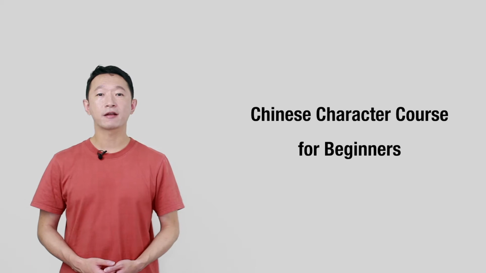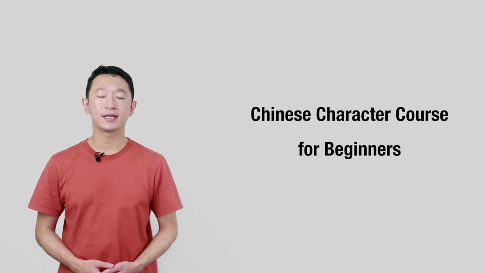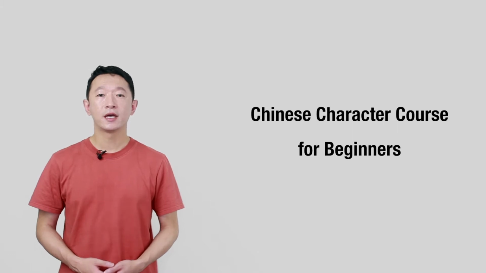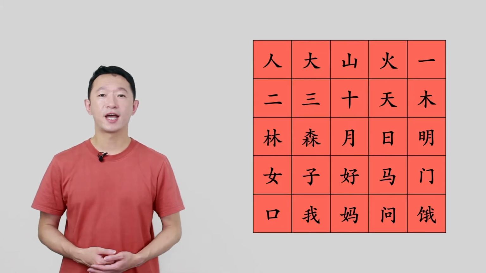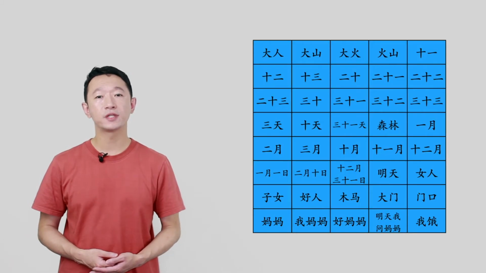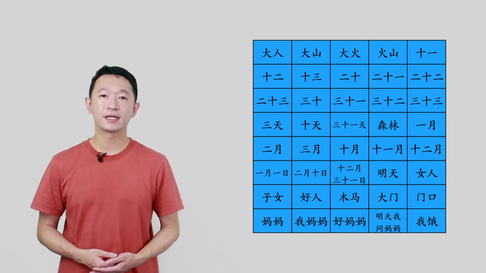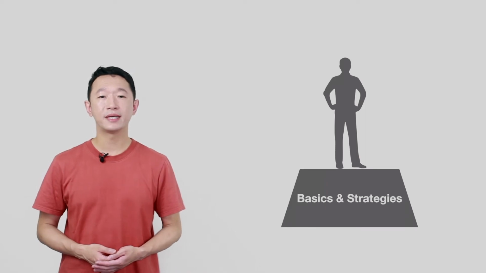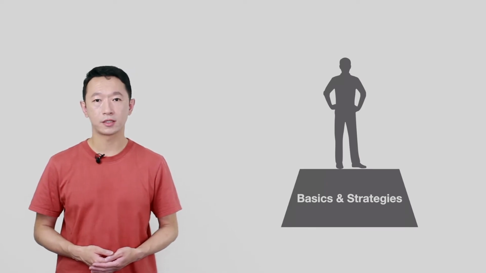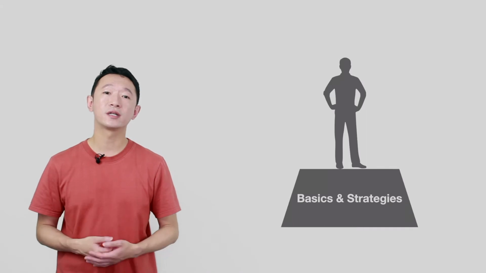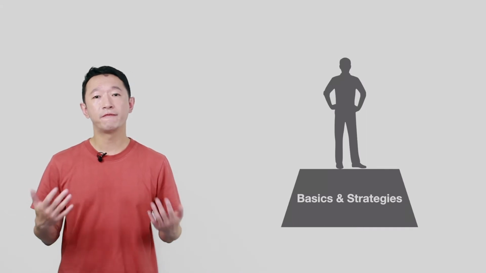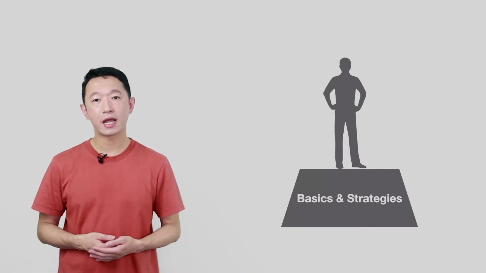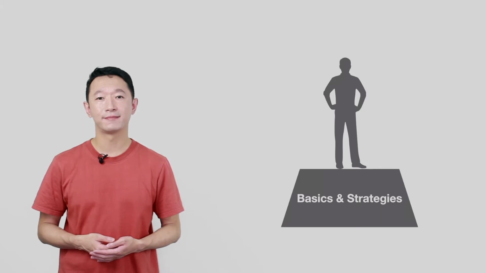This Chinese character course is intended for beginners and consists of 5 lessons. You are going to learn 25 Chinese characters and 40 related words, phrases, or sentences. Most importantly, you will understand some of the basics of Chinese characters and strategies for learning them, which will make your further study much easier and more efficient.